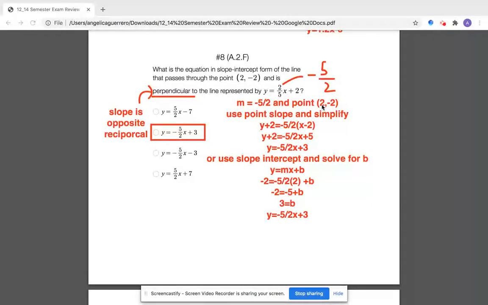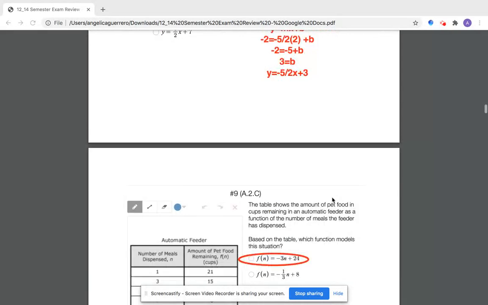If it's going to pass through the point (2, -2), you can plug it into point slope and simplify to find your final answer. If you don't like point slope formula, you can always plug it into slope-intercept form and solve for b. Either way, you're going to get the same exact answer. y = -5/2 x + 3.